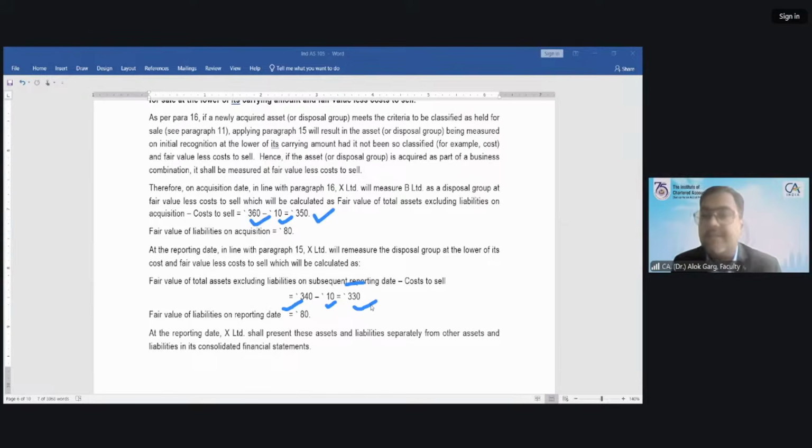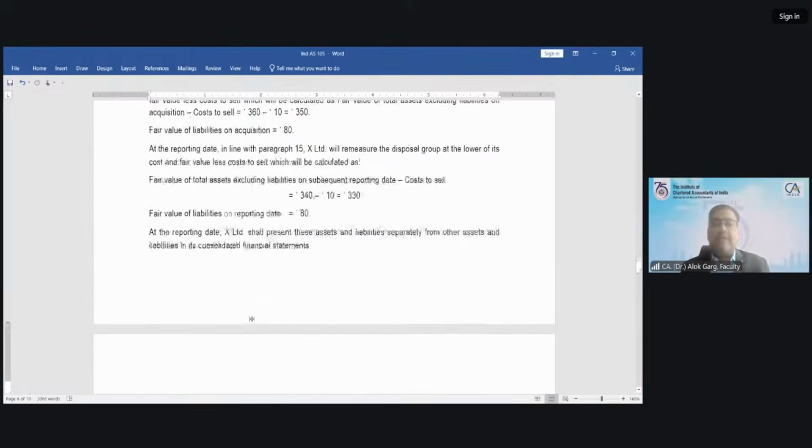It becomes 330, right? Or alternatively, if you compute the fair value of the net assets less cost to sell, it will come out 270 on the acquisition date, and it will come out 250 on the reporting date. So what is the decline? Decline is 20, right? And if you compare 350 versus 330, what is the decline? 20. Decline is again 20, right?